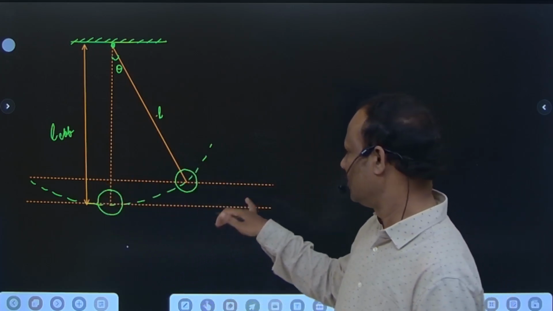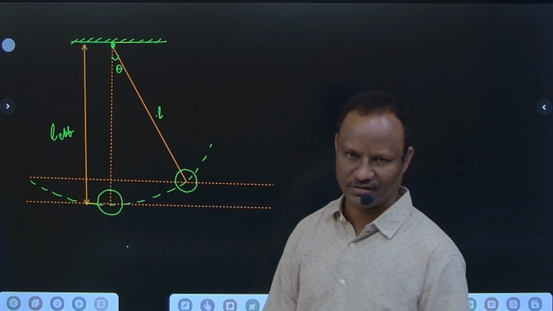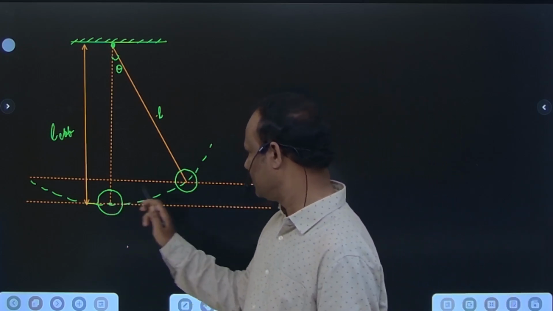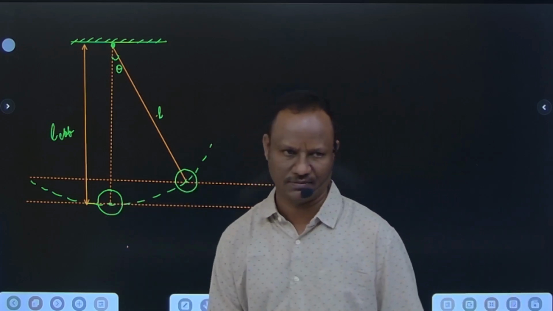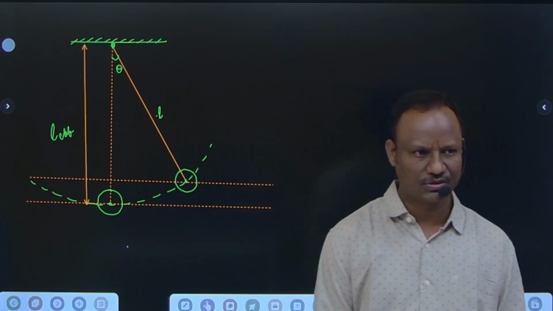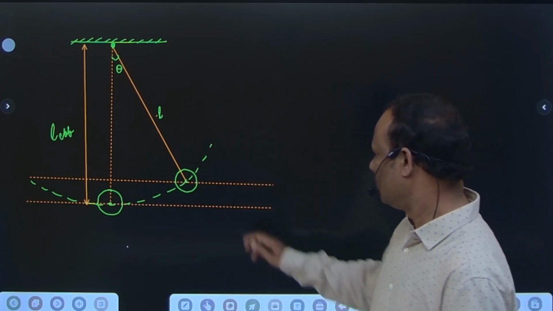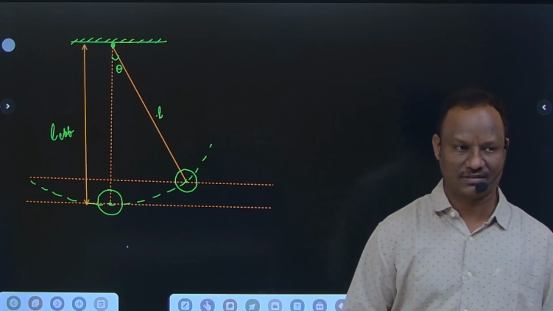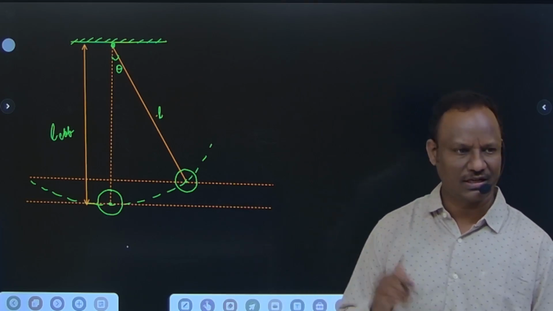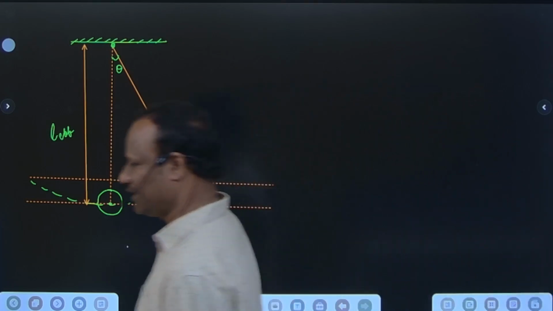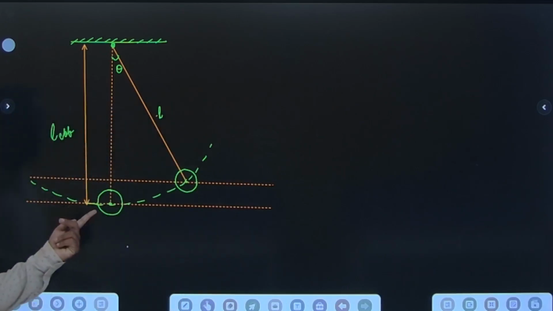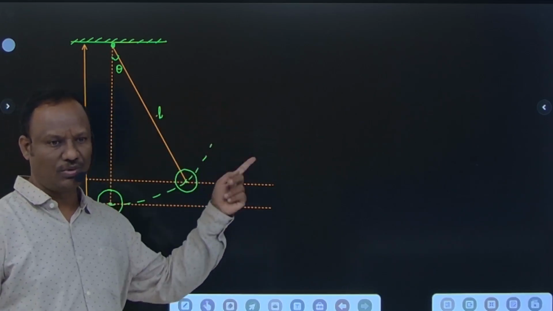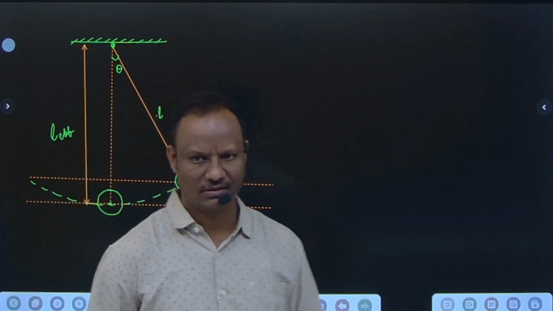What is the velocity at this point? If it has velocity v at this point, what is the velocity at this point? What is the height raised in collisions? In a perfectly inelastic collision, a bullet is fired and embedded into this, and it rises to a height. What is the height raised by this?